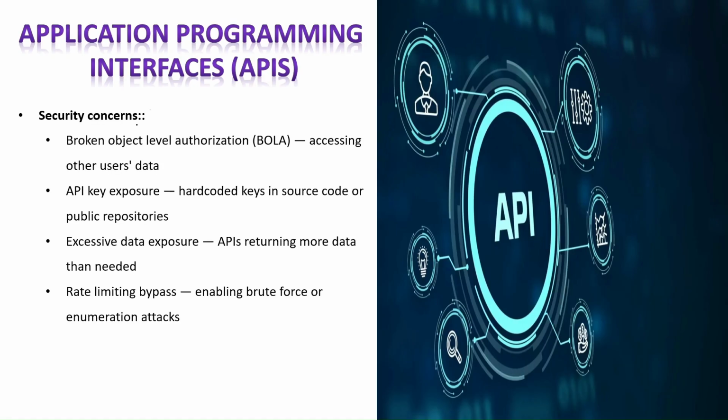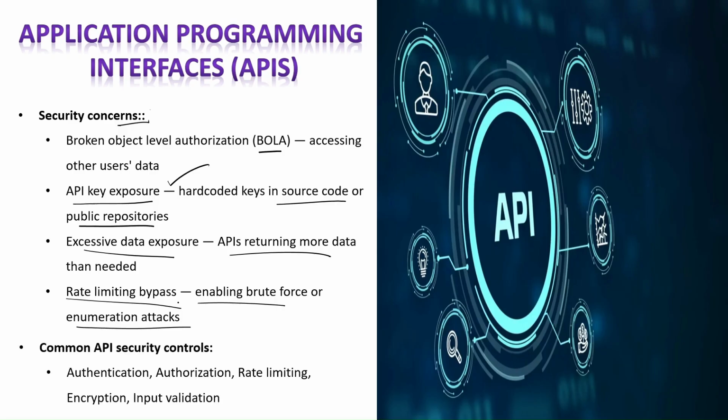So what are some security concerns with APIs? Broken object level authorization, that is BOLA, is accessing other users' data. So this is one security concern. Next is API key exposure. Hard-coded keys in source code or public repositories may be exposed. Excessive data exposure: APIs returning more data than needed may expose data. Rate limiting bypass, enabling brute force or enumeration attacks through APIs.